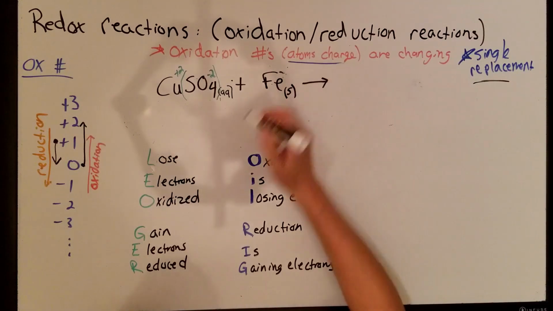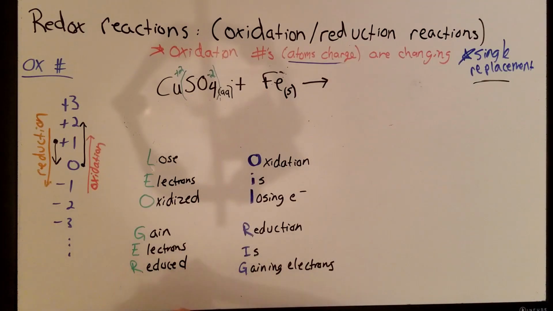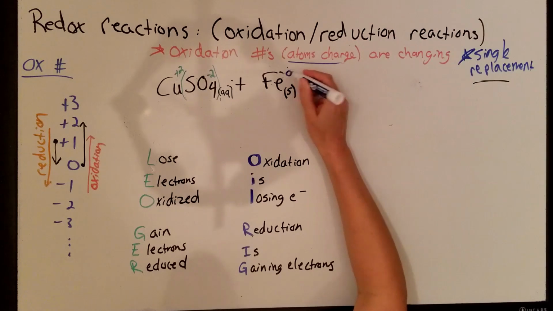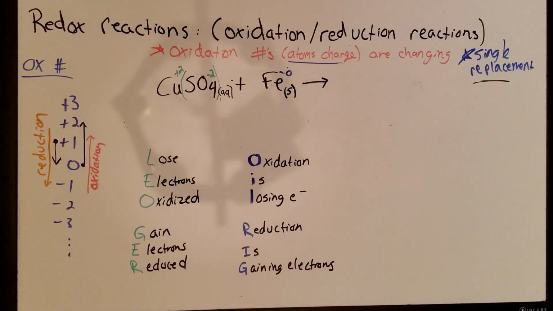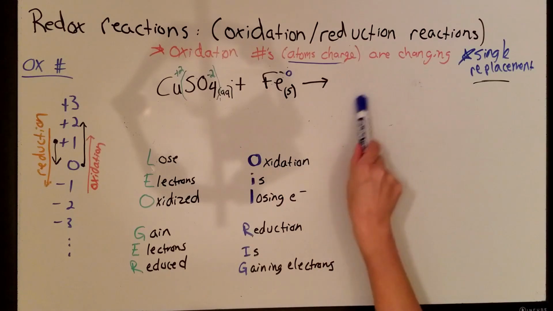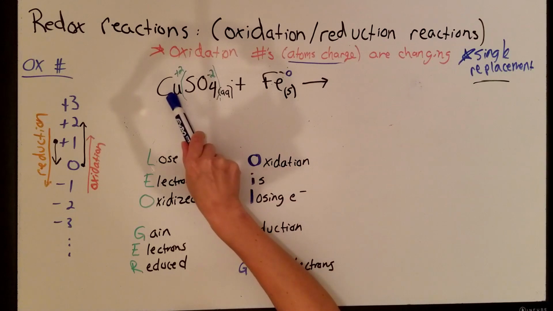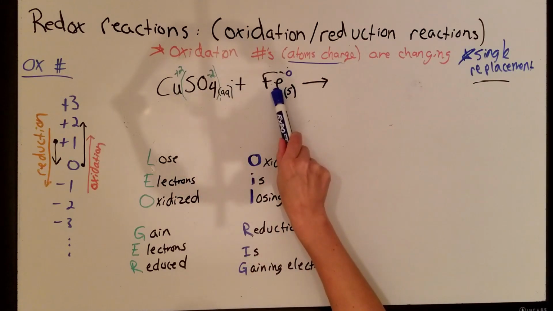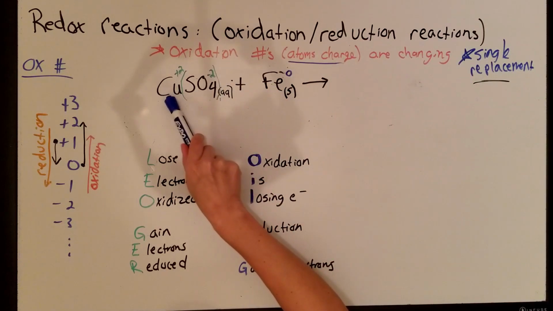It is neutral because it's an atom by itself. It's an element by itself, so its charge is 0 on the reactant side. But since iron's a metal, when it comes over here onto the product side, it's going to take the place of the other metal. So iron's a metal, it's going to take the place of copper, since copper's the metal.